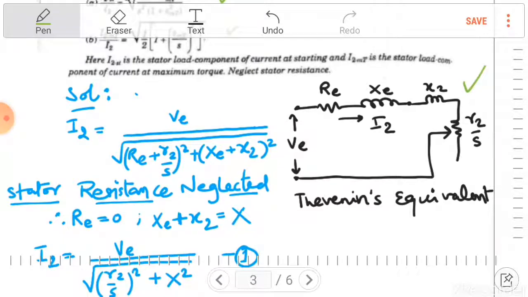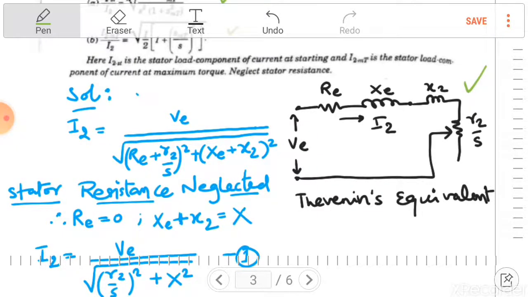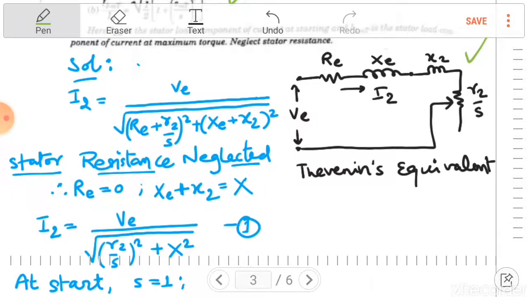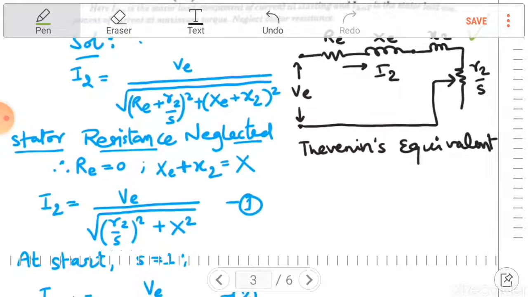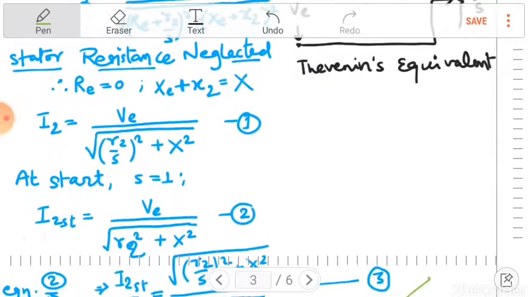Now from this circuit, I2 equals VE divided by the total impedance, under root of (RE plus R2 by S) whole square plus (XE plus X2) whole square. Stator resistance is neglected, so Re equals 0, and assume Xe plus X2 equals capital X. Then I2 equals VE divided by under root of (R2 by S) whole square plus X square.